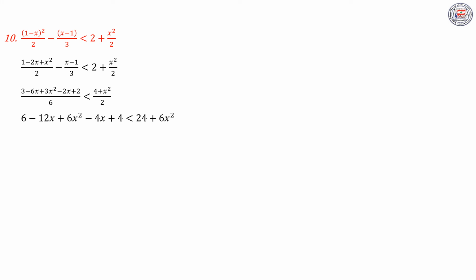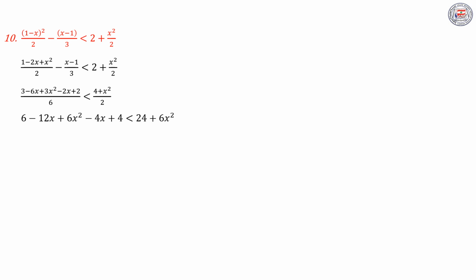In the third part, you make a cross multiplication in order to remove the fractions. First of all, you have to multiply 2 by 3 minus 6x plus 3x squared minus 2x plus 2. You get 6 minus 12x plus 6x squared minus 4x plus 4. Then you multiply 6 by 4 plus x squared and you get 24 plus 6x squared.